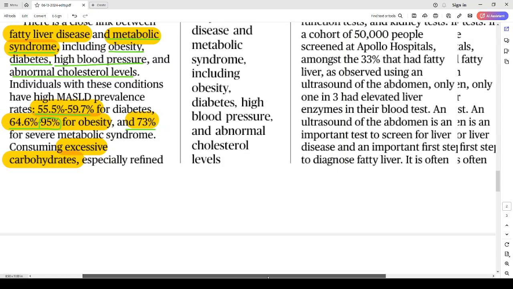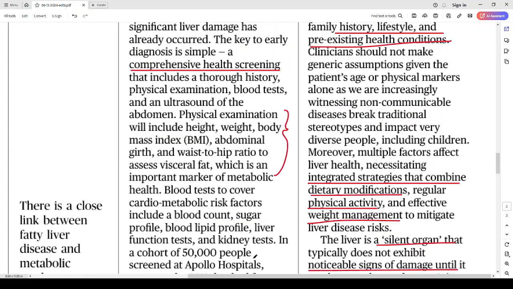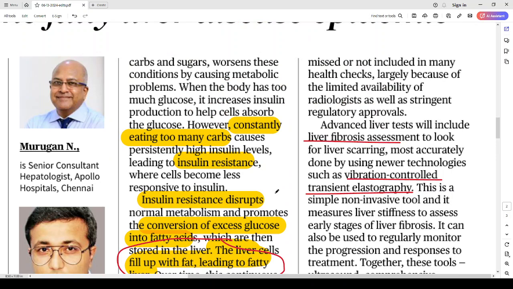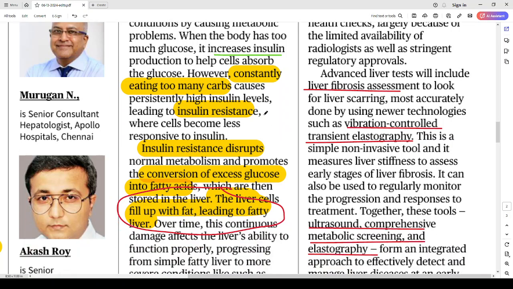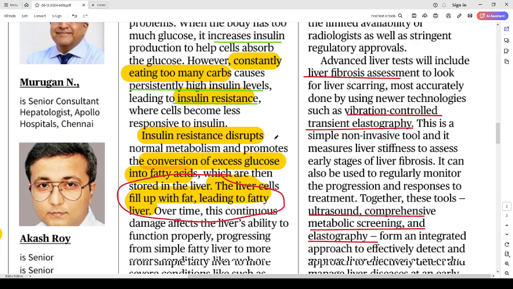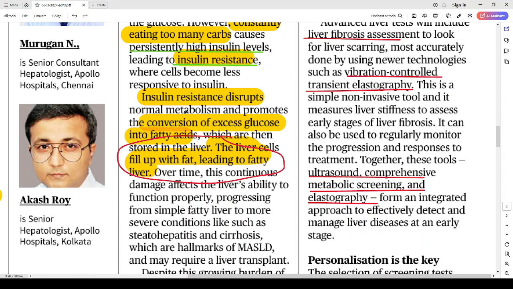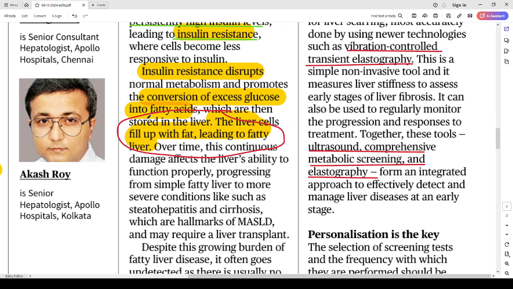Excessive carbohydrates, you know why this happens. There is a flow that they've given here. Consuming excessive carbohydrates and sugars will worsen this condition. When the body has too much glucose, it will produce too much insulin to absorb the glucose, right? The persistent high insulin production will cause insulin resistance, which means the cells become less responsive to insulin. This insulin resistance disrupts normal metabolism and promotes the conversion of excess glucose into fatty acids, which are then stored in the liver. So the liver cells fill up with fat, leading to fatty liver.